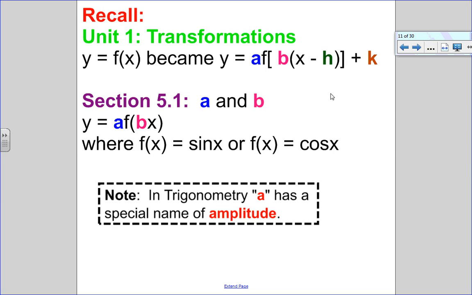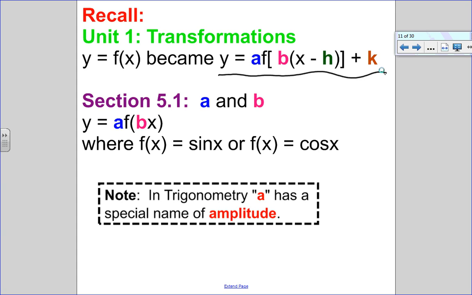Okay, so back to chapter 1. Always comes back to transformations, doesn't it? Okay, we had that f of x in the transformed form can become this. Same thing we're going to look at with sine and cosine. So our function is now going to be sine and cosine. We just have a little bit of a difference here.